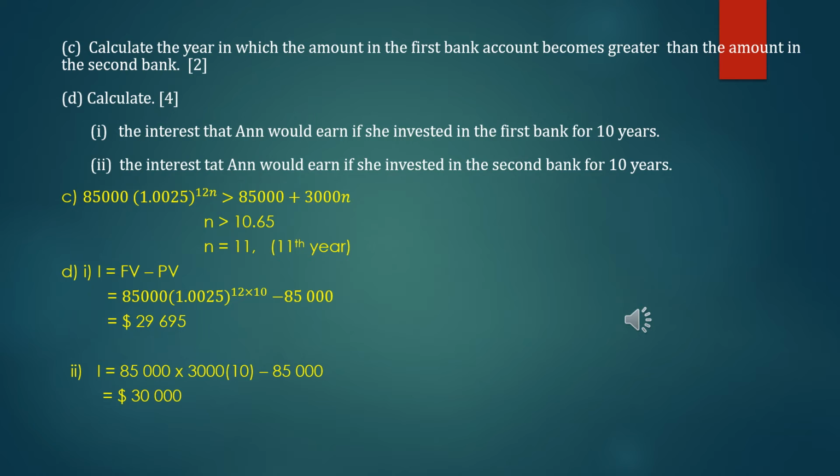Letter E, the interest that Anne would earn if she invested in the second bank for 10 years. So same formula. This would mean that Anne had paid 85,000 plus 300 times 10 already, and then you subtract from it what must be actually paid, which is 85,000. So this investment incurs an interest of $30,000.